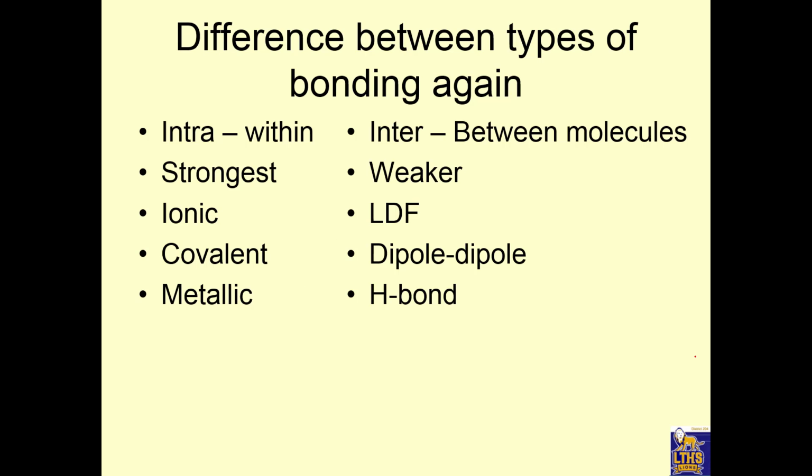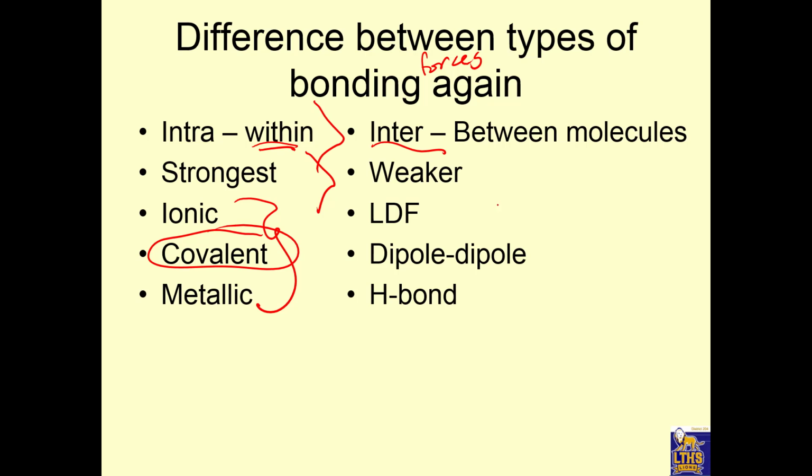Okay, difference between the types of bonding forces again. Intra is within, like your bones, strongest. And here are the 3 kinds. This is the one we're focusing on in this chapter. Inter is between, weaker than those. So I'll put stronger than those. Intra is stronger than inter. Here are the 3 kinds that you have to know.